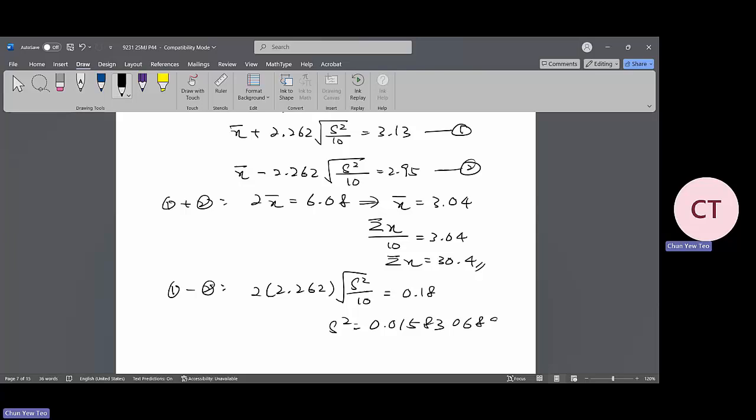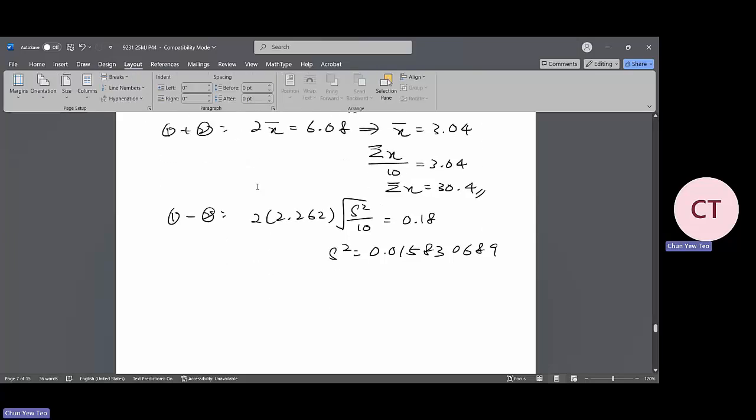Because I want to be more accurate, I give more decimal places. The formula for the unbiased estimate of the population variance is 1/9 times the sum of x squared minus the sum of x, squared, divided by 10, which is equal to 0.01583, 0689. Again, just use a calculator, multiply here and there, and you should be able to get the answer.